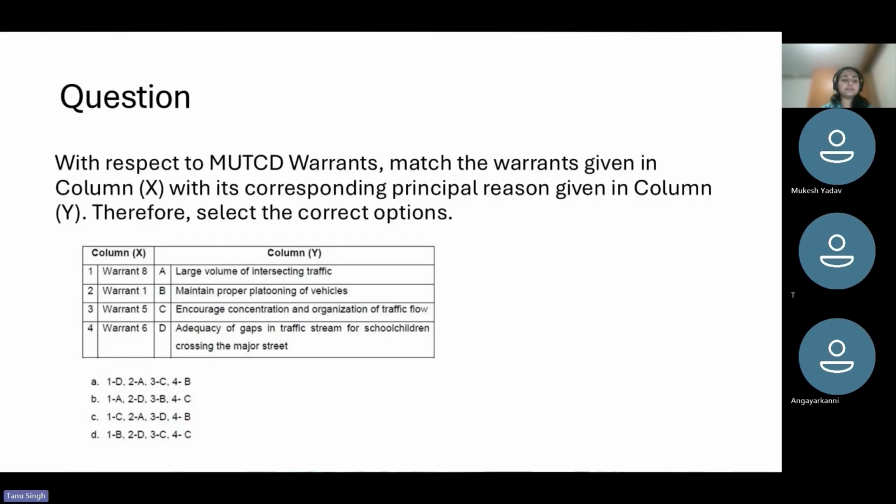Then the fifth was regarding the school, and the sixth was regarding platooning, maintaining proper platooning of vehicles. So this comes to warrant 6. So the correct option out of all is C.